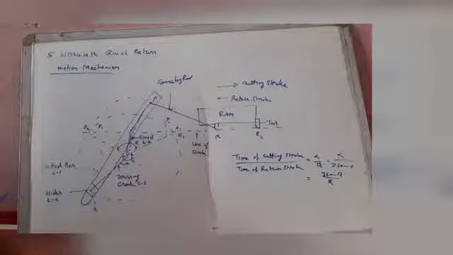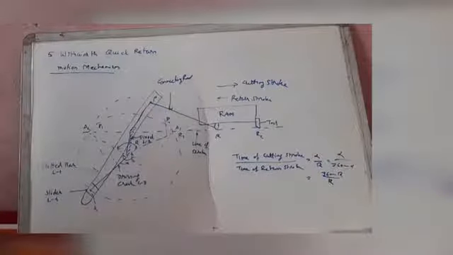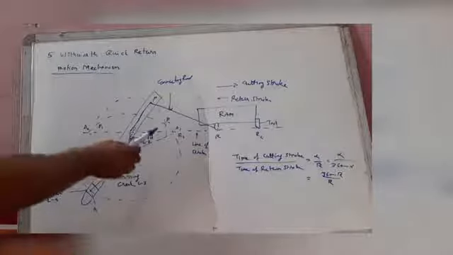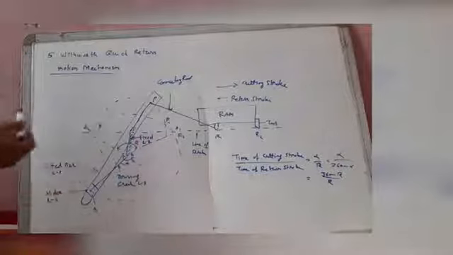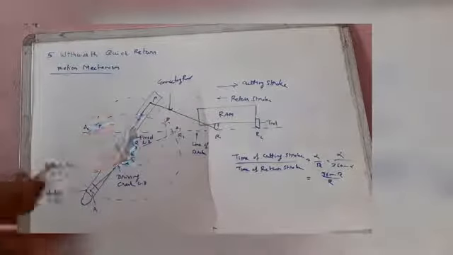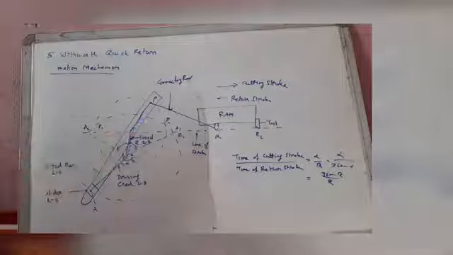A little consideration will show that the time taken during the left to right movement of the ram during the forward cutting stroke will equal the time taken by the driving crank to move from CA1 to CA2. Both are the same. Similarly, the time taken during the right to left movement of the ram during the idle or return stroke will be equal to the time taken by the driving crank to move from CA2 to CA1.